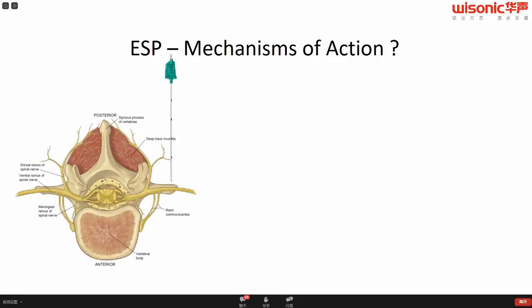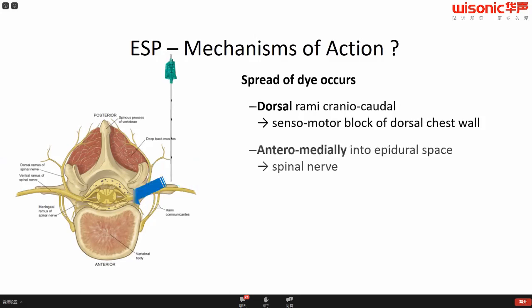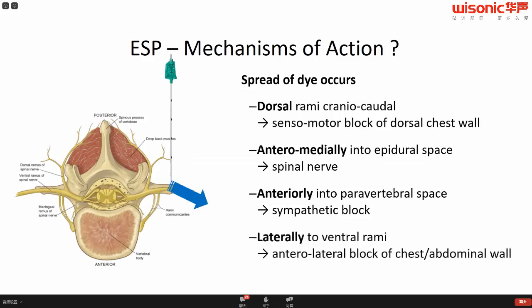What are the mechanisms of action of an erector spinae plane block? What are the results that we have from cadaver studies? We know that a spread occurs in the dorsal rami in a craniocaudal direction, which will result in a sensorimotor block of the dorsal chest wall. We also have seen an anteromedial spread into the epidural space, which results in a spinal nerve block. We have seen an anterior spread into the paravertebral space with a sympathetic block, and also a lateral spread to the ventral rami, which causes an anterolateral block of the chest and abdominal wall.